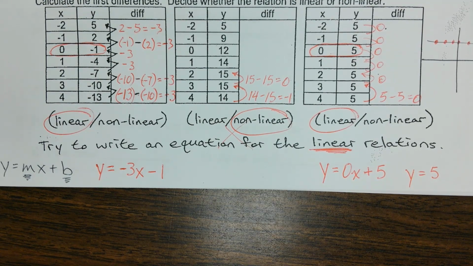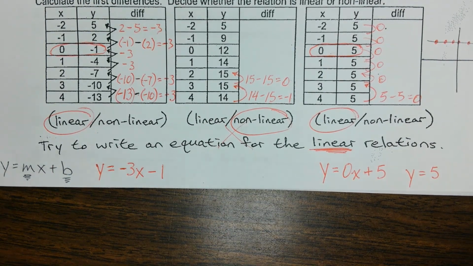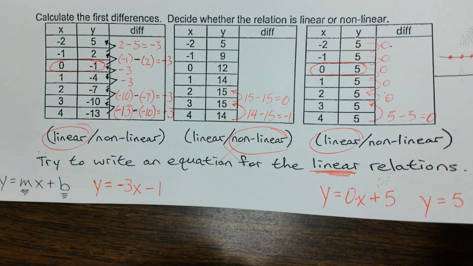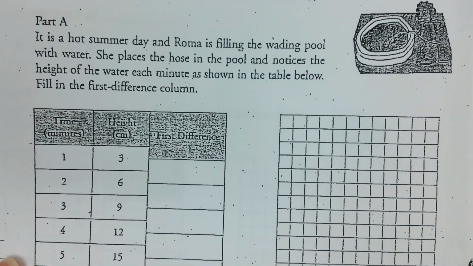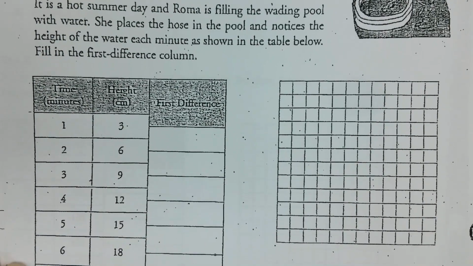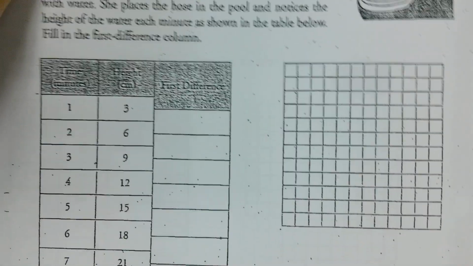Today's lesson, we're combining two ideas together in one. Later on, we'll have a more formal lesson on equations of a line, but I want you guys to get a sneak peek of equations first. On the back: it's a hot summer day and Roma is filling the pool with water. She placed the hose in the pool and noticed the height of the water each minute as shown in the table below. Fill in the first difference column.